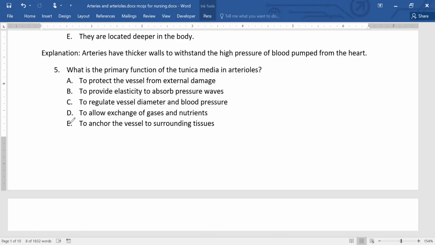To protect the vessel from external damage, to provide elasticity to absorb pressure waves, to regulate vessel diameter and blood pressure, to allow exchange of gases and nutrients, to anchor the vessels to surrounding tissues. So the correct answer is to regulate the diameter and blood pressure. Next question.